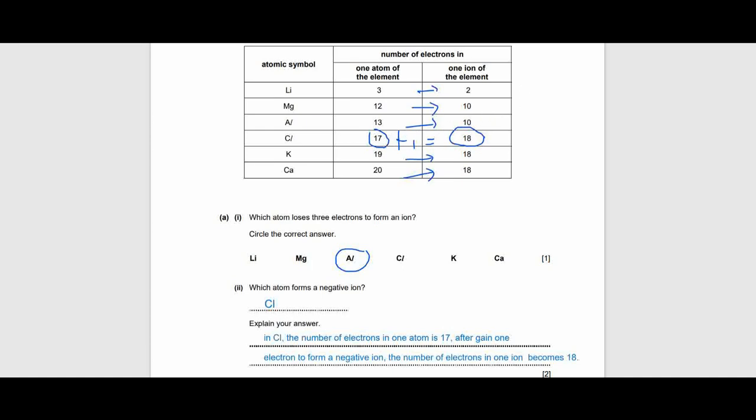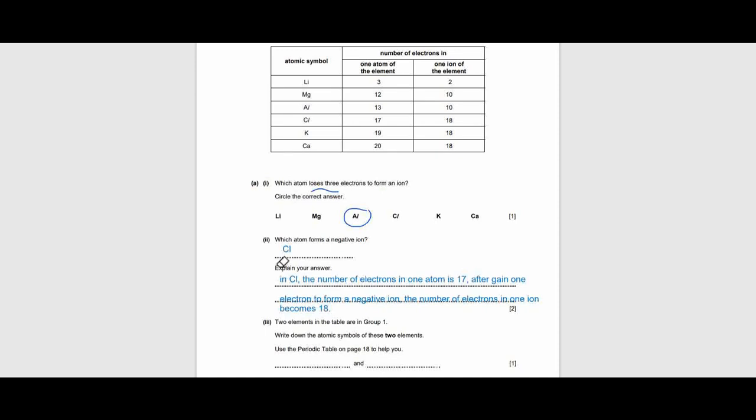Okay, let's move on. Well, question A, part 3. Few elements in the table are in group 1. Write down the atomic symbols of these two elements. Use the periodic table on page 18 to help you. You can find from the periodic table or you can find from the table itself. So 10 seconds from now.